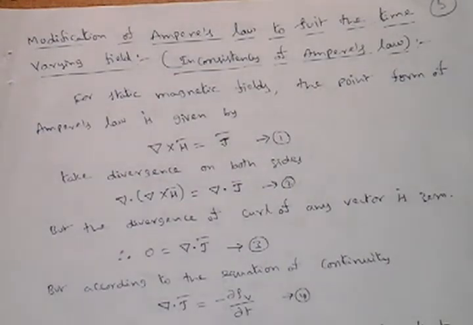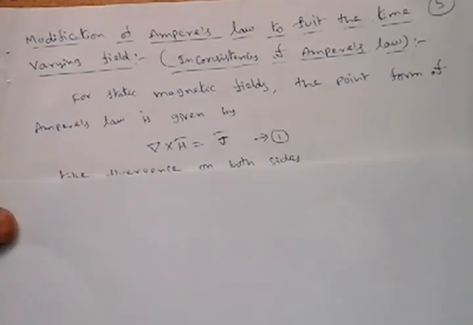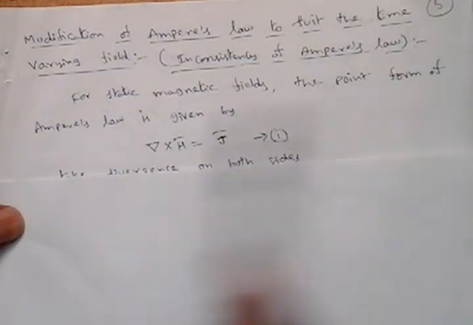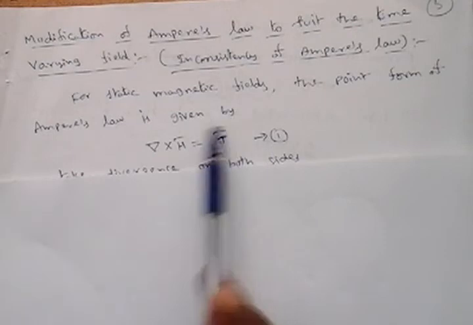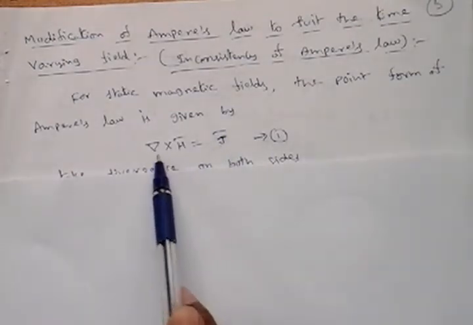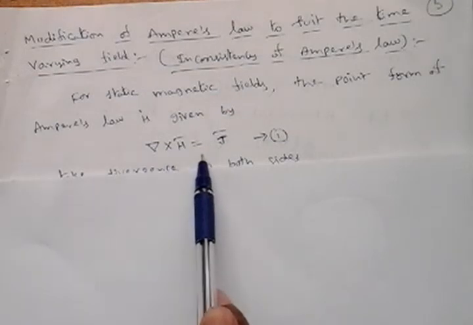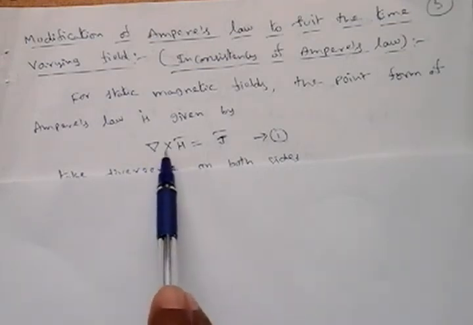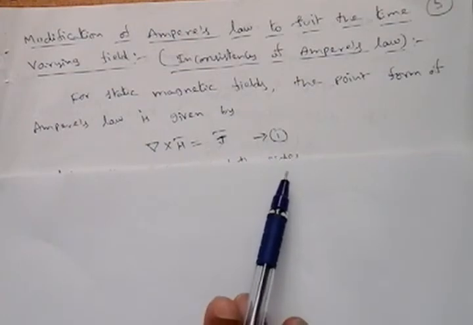To analyze this one, first you see that equation. That is the equation for static magnetic fields. The point form of Ampere's law is given by del cross H bar is equal to J bar. We know that, in module 3, del cross H bar is equal to J bar. So this equation cannot be used for time varying fields. If you want to use it for time varying fields, there should be a differentiation term also.